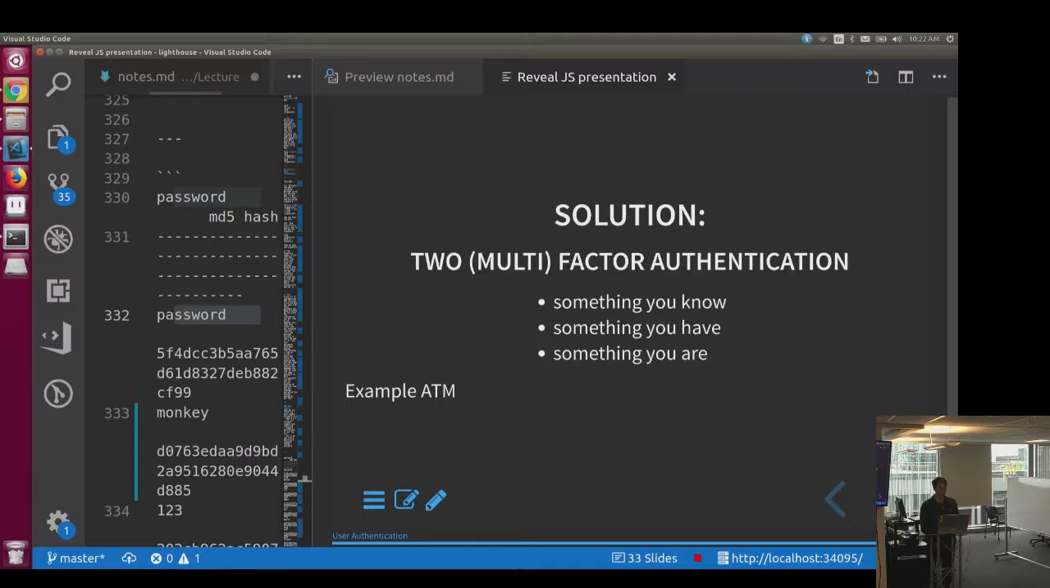The classic example of 2-factor authentication is ATMs. When I go to my ATM, I have to give something I have, I have to put my bank card in there, and I also have to provide something I know, being my PIN or my password.